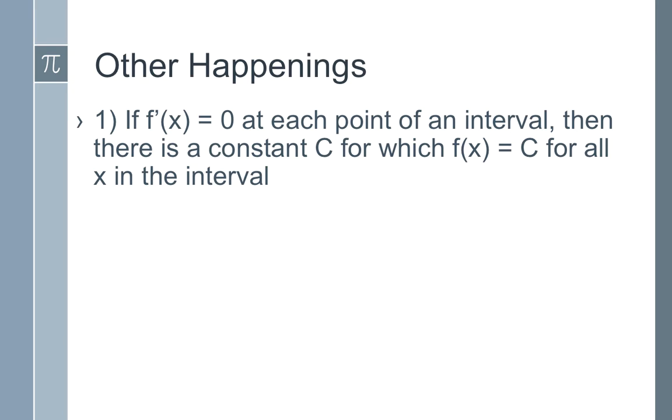So it's saying if your derivative is 0 at each point on some interval, then there's a constant c for which f of x equals c for all x in that interval. Basically, if your derivative is 0, you could have had f of x equal to 3. You could have had f of x equal to 7. Notice that both of these derivatives are still 0. You could have f of x equal to negative 3.